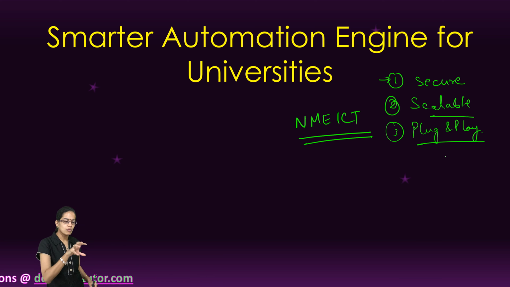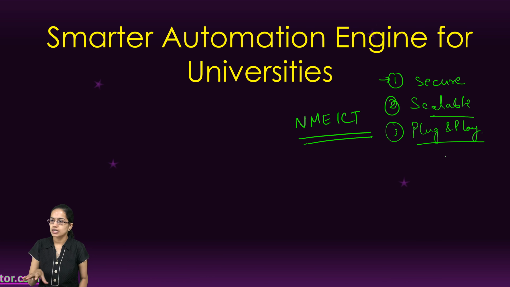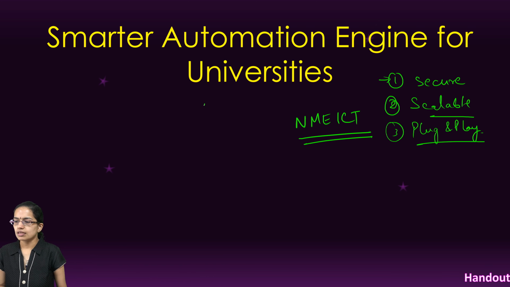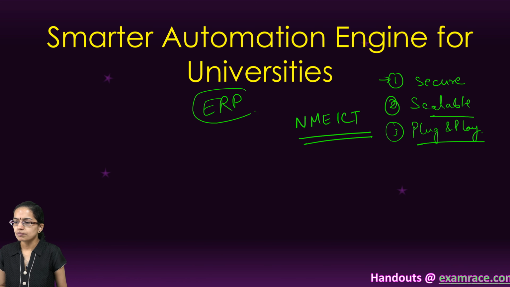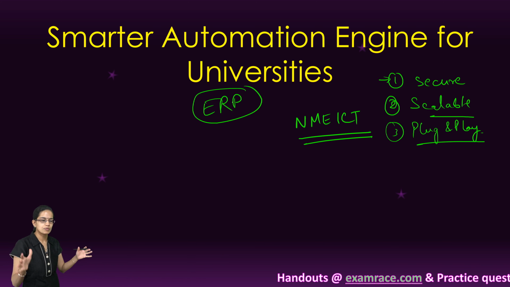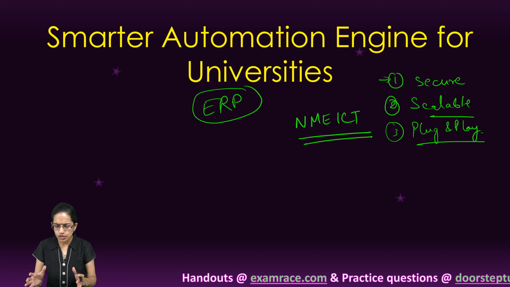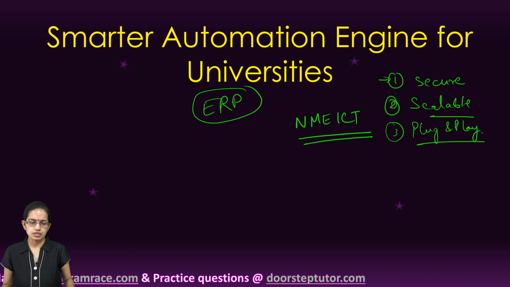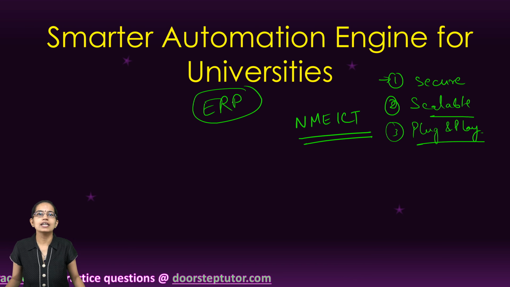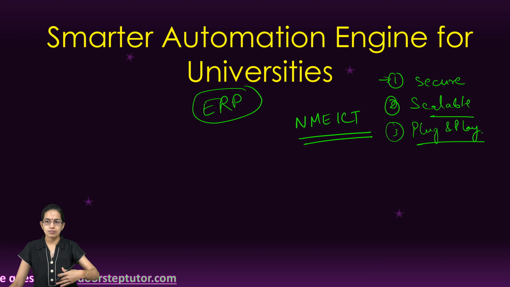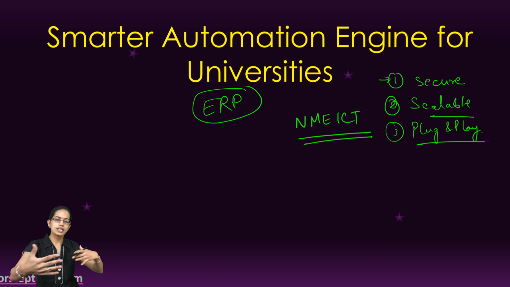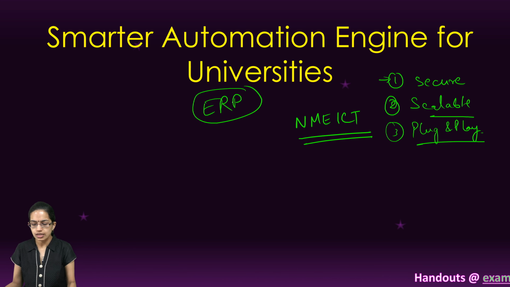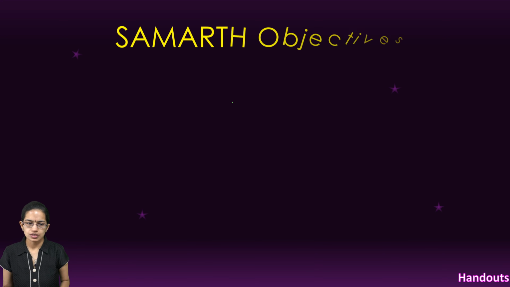So one of the most important aspects of this SAMARTH scheme is that it is an ERP, that means an enterprise resource planning system, which is one of the most popular business models being used by most of the corporates across the globe. And the idea is to bring in real-time capability within the various organizations, and this would enable smoother and seamless communication between the universities.